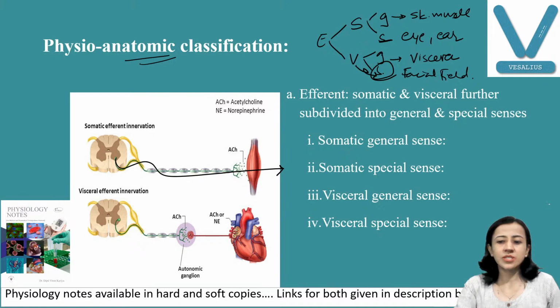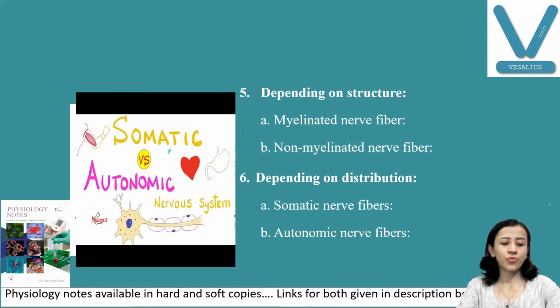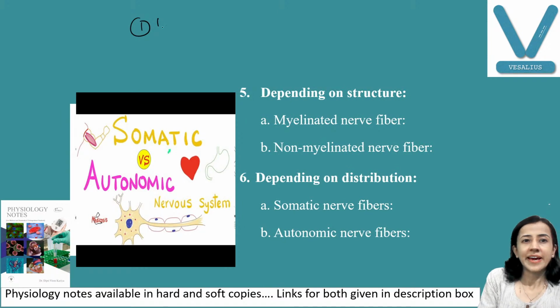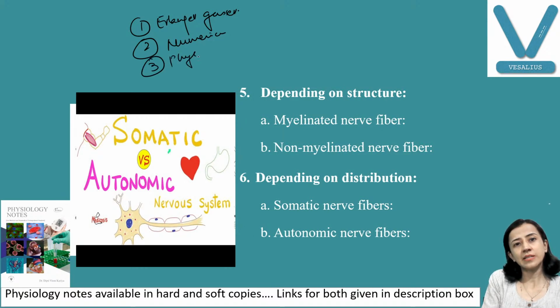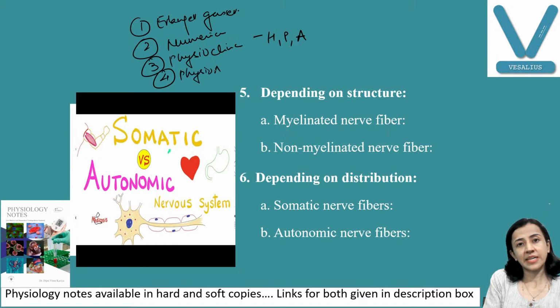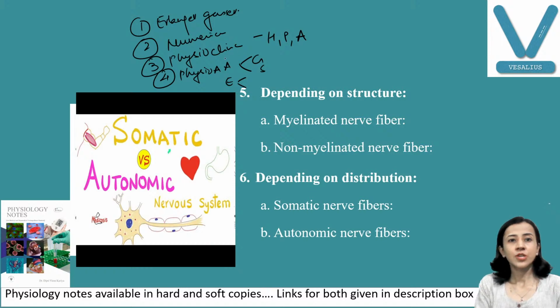Fine. This is the fourth classification. First we discussed Erlanger-Gasser. Second classification, numerical. Third, physio-clinical, that is according to hypoxia, pressure, anesthetic drug. And fourth, physio-anatomical, that is general, special, afferent, efferent, somatic, visceral. Fine. So these are four classes.